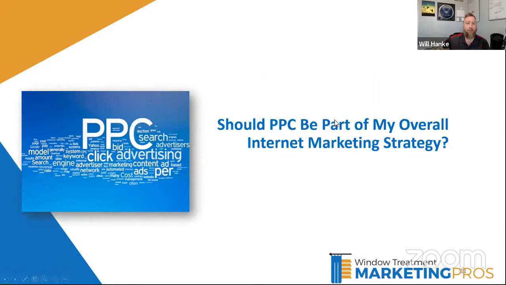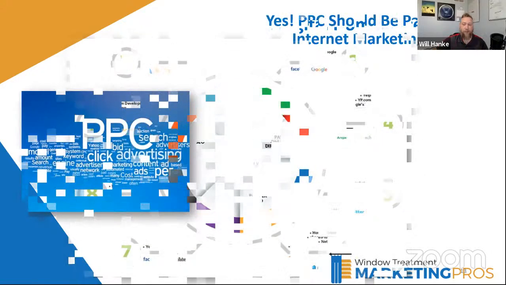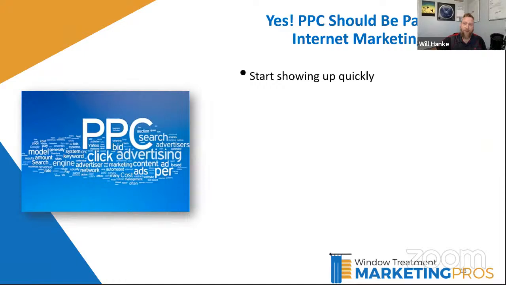So let's jump in. Should pay-per-click marketing be part of my overall internet strategy? Now, again, we talked about the digital dominance method. It is one of the 8 things that you should be doing at a high level for your business that really does generate leads if it's done right. Yes, obviously it should be part of the strategy.